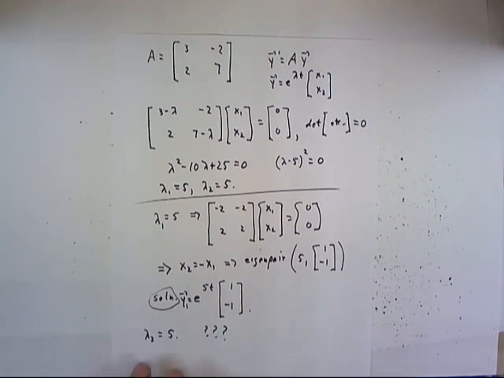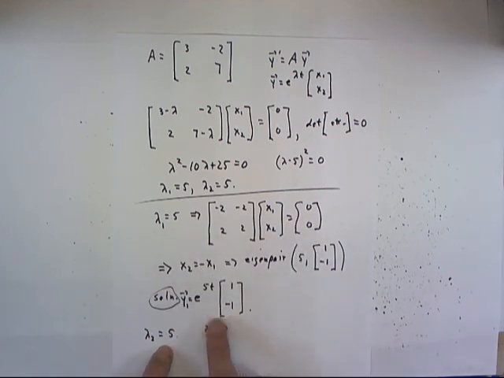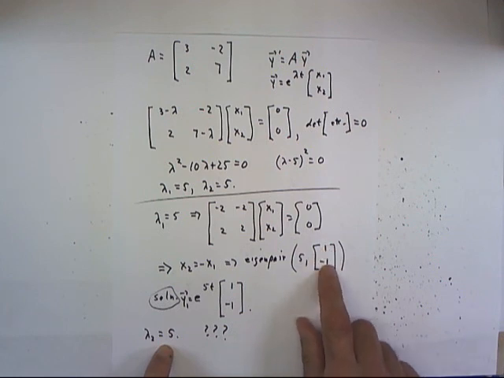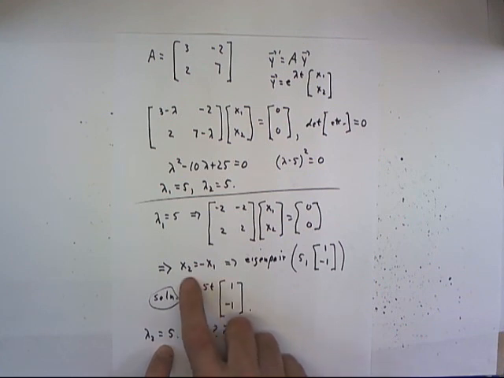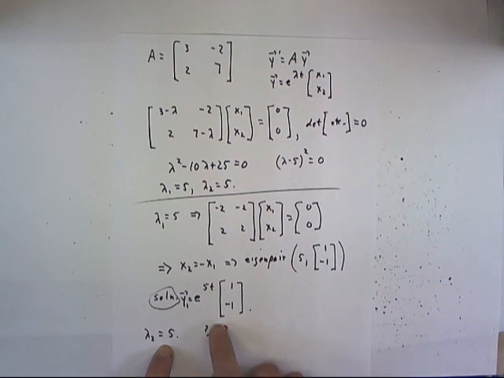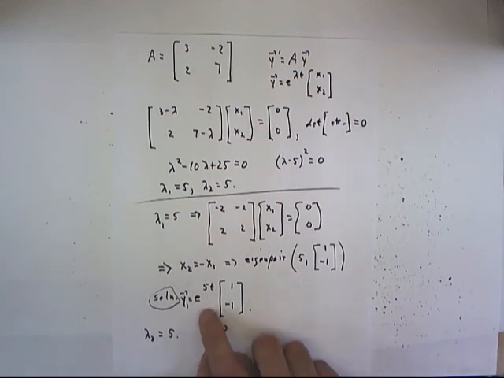Now the question arises, what do we do about lambda 2, which is also equal to 5? We could do the same thing, but we would end up with maybe not the same eigenvector, but it would be a multiple of this eigenvector. If we plug 5 in here, x2 is going to have to equal negative x1, and we're still going to get the e to the 5t. So if we didn't get the same solution, we would get a multiple of this solution, which wouldn't be linearly independent of this solution. So what do we do?